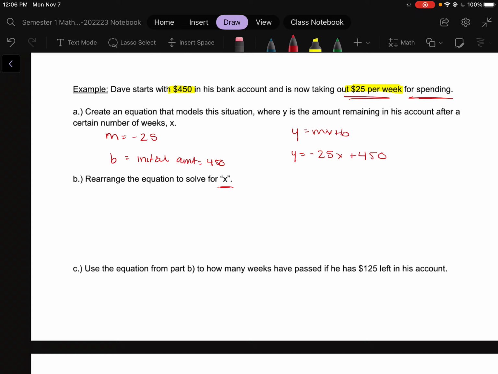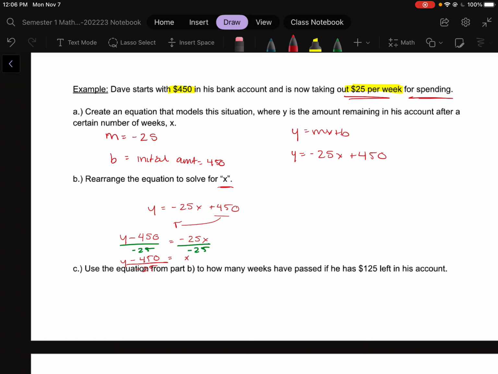Now we're going to rearrange the equation to solve for X. So given this information, we have Y equals negative 25X plus 450. We need to rearrange to solve for X. So we're going to move this 450 to the other side. So it's going to be Y minus 450 equals negative 25X. We need to divide both sides now by negative 25 to isolate X. And once we do that, we are going to be left with Y minus 450 over negative 25.